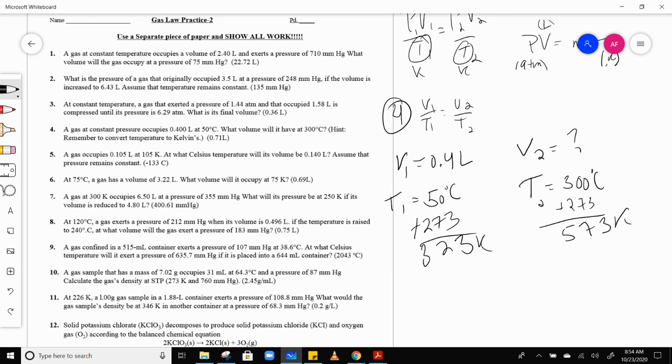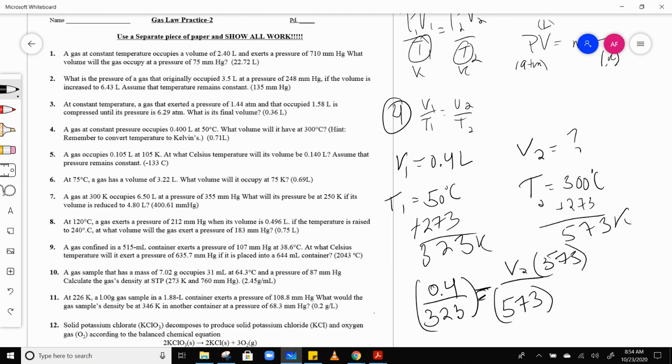Okay. So that's our new temperature. Then V1 over T1 is 0.4 over 323. That equals V2 over 573. For this one, you could cross multiply and solve, but I'm just going to multiply both sides by 573. Makes it easier, for me at least. These will cancel, but if you do it to one side, you got to do it to the other. So don't forget that. Always do it to both sides.